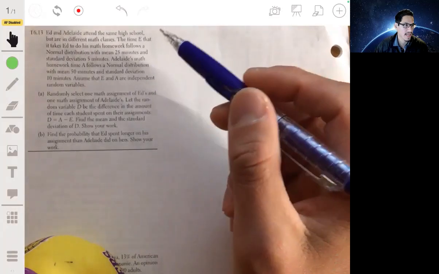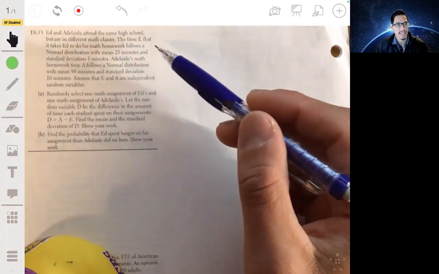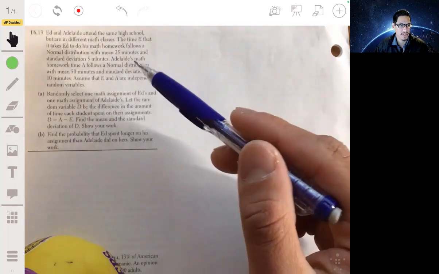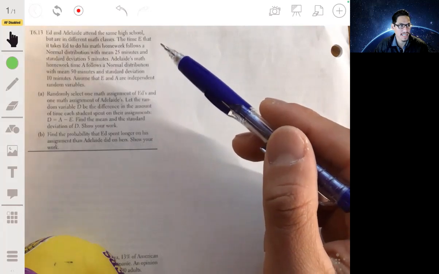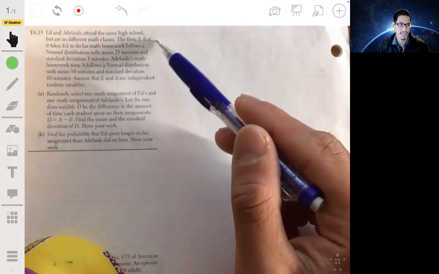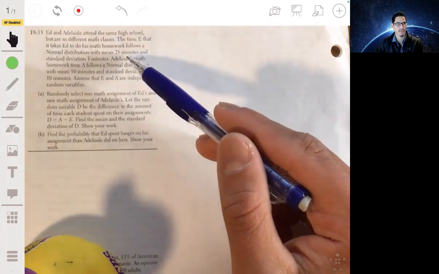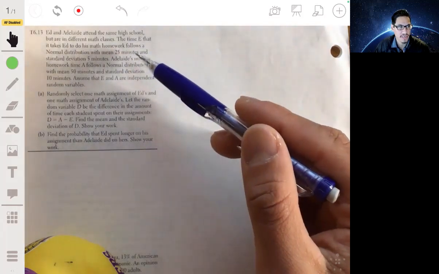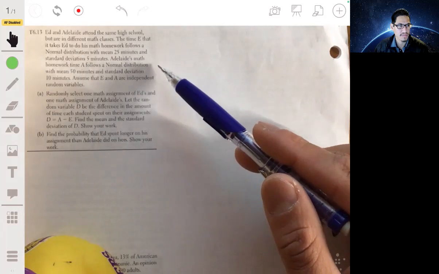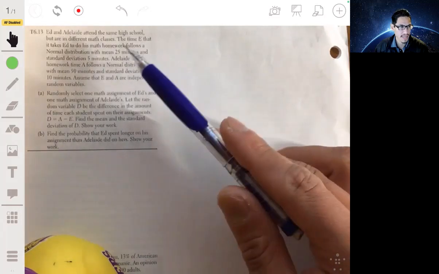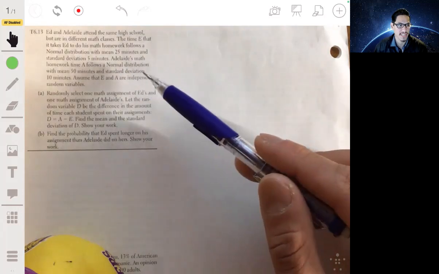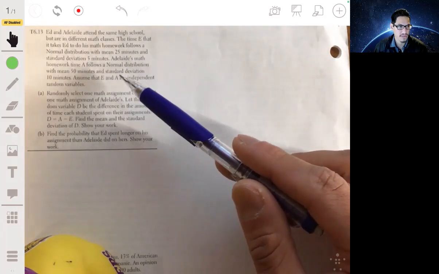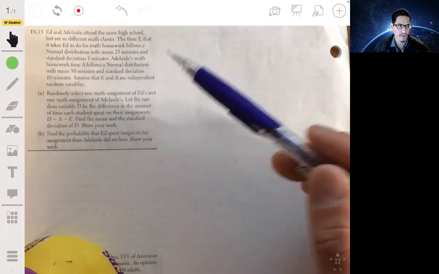Okay, so here we have Ed and Adelaide. They attend the same high school, but they're in different math classes. The time that it takes Ed to do his math homework, represented by E, follows a normal distribution with a mean of 25 minutes and a standard deviation of 5 minutes. Adelaide's math homework time, represented by A, also follows a normal distribution with a mean of 50 minutes and standard deviation of 10 minutes. We're going to assume that E and A are independent random variables.